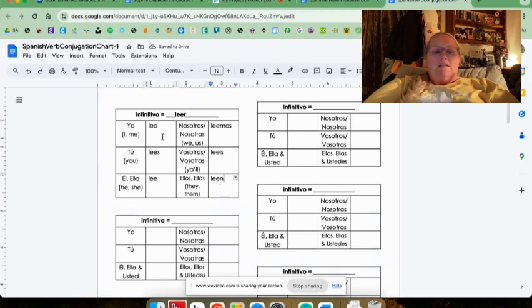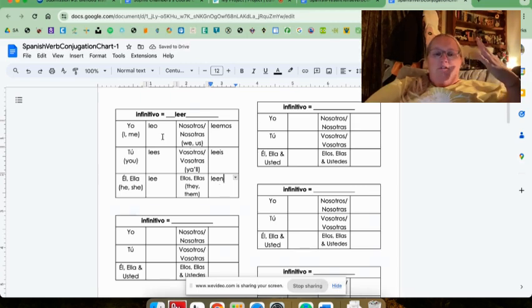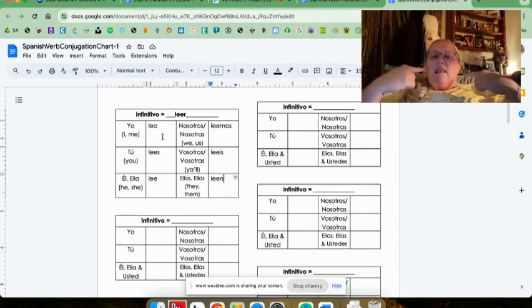So let's practice saying those. Whisper, say them to yourself along with me. We'll kind of do a repeated reading. Leo. Lees. Lee. Leemos. Leéis. Leen.